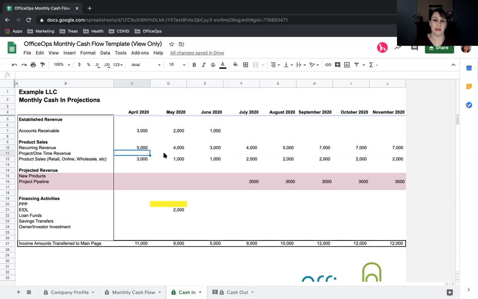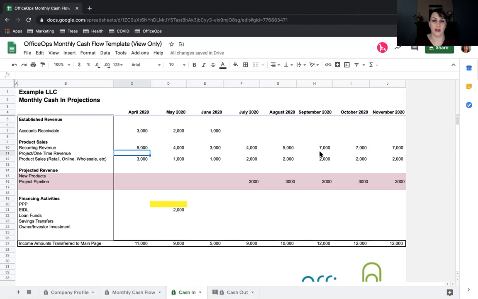Project revenue can be a little harder to predict because what it's really relying on is your pipeline. Let's say that you are in a construction company and you do have that long pipeline, things can take up to 6 months to a year to close.